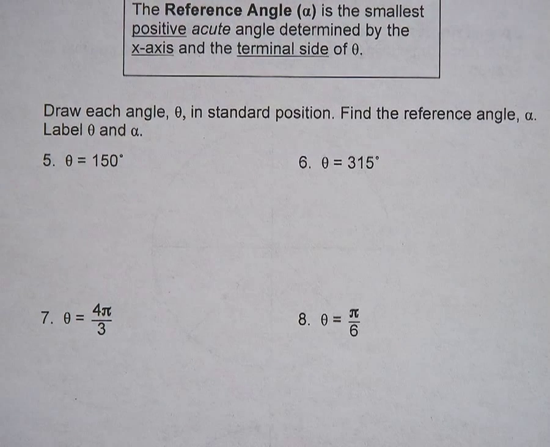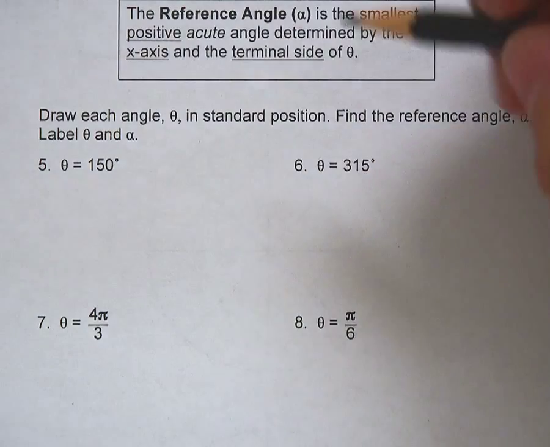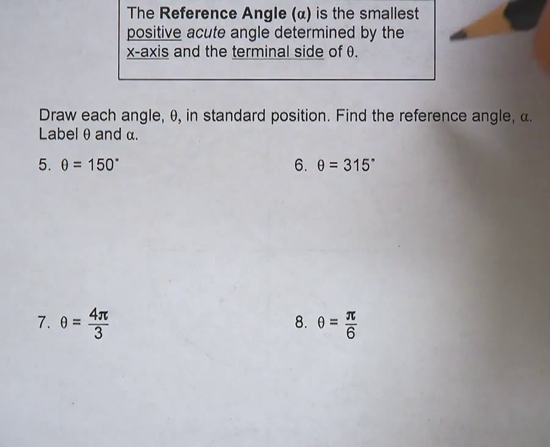The reference angle, that little a is called alpha, is the smallest positive acute angle determined by the x-axis and the terminal side. The three most important things are underlined already here. It's the smallest positive acute angle determined by the x-axis and the terminal side.